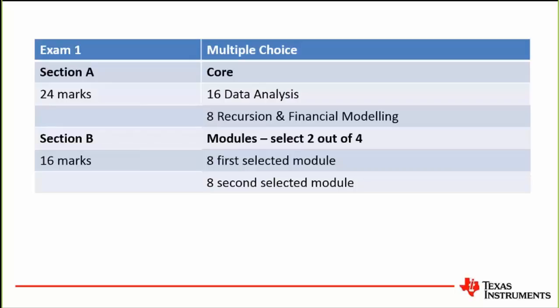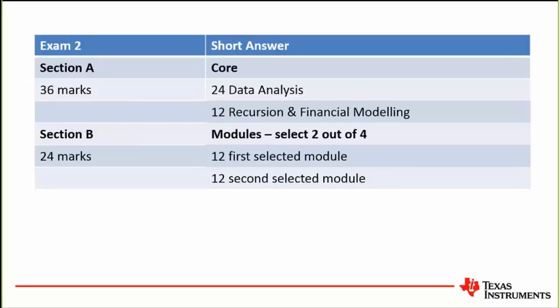And in Section B, for the modules, any 2 out of those 4 and 16 marks associated with that. So you have the obvious breakdown of the required time that you're going to be referring your students to. Similarly, for Exam 2, we have 36 marks and 24 marks, respectively, for Sections A and B, core and modules. So very heavy emphasis, obviously, on the statistics and the recursion and financial modeling.